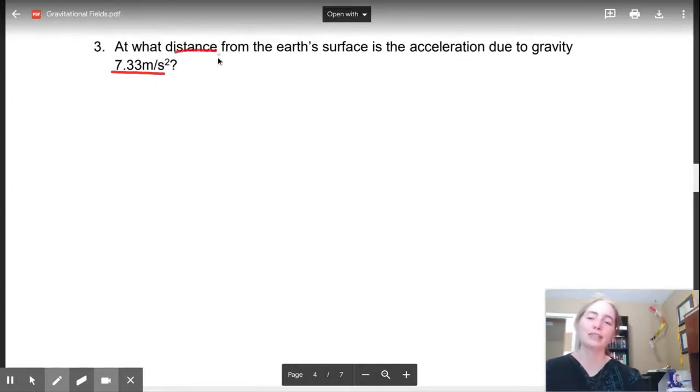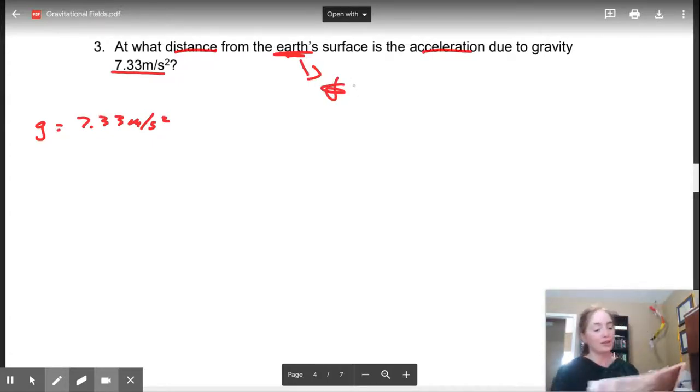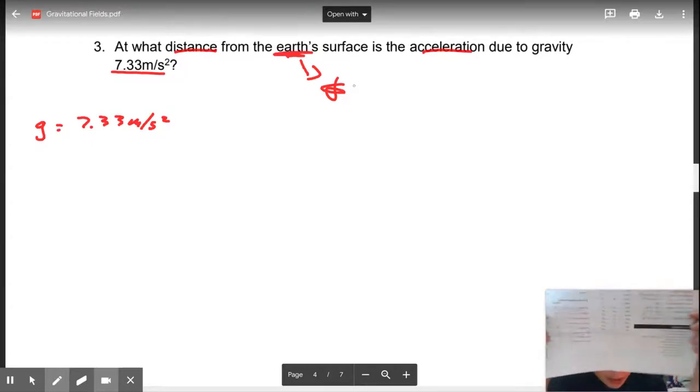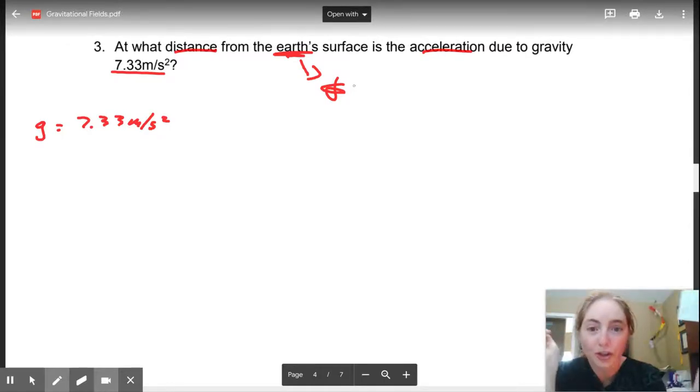Ladies and gentlemen, at what distance from the Earth's surface is the acceleration due to gravity 7.33 meters per second squared? Okay. Well, we have been given g at 7.33 meters per second squared. We are definitely not on the Earth anymore. We're in space, if that is what Earth's gravitational field is. So we have Earth. The second you see the word Earth, that means you have two constants that you can get from the back of your data sheet. You can get Earth's mass and you can get Earth's radius, both of which you're going to need.